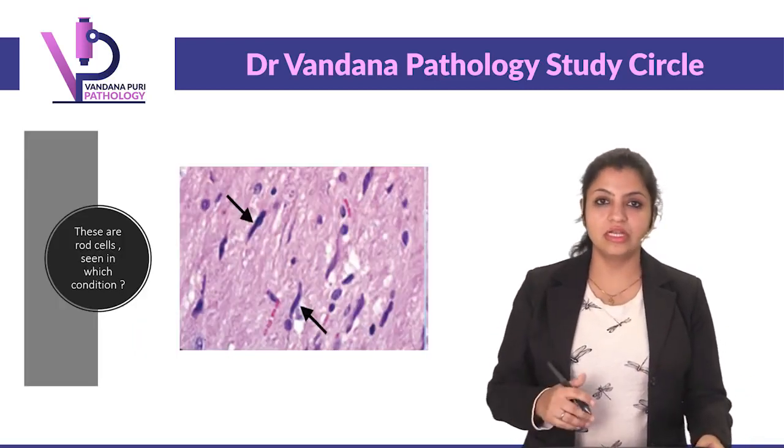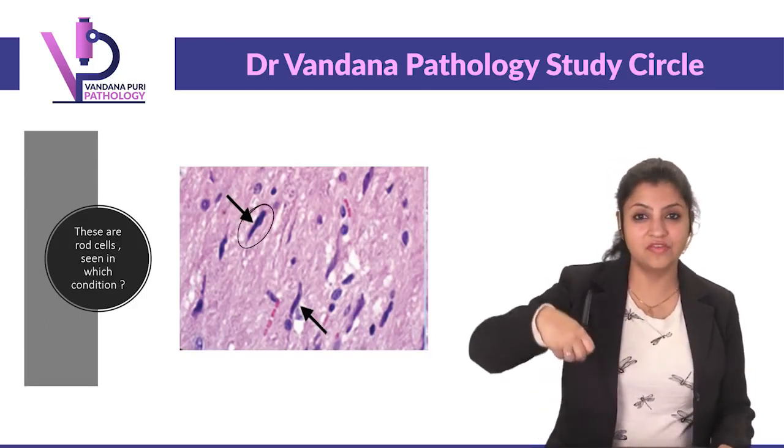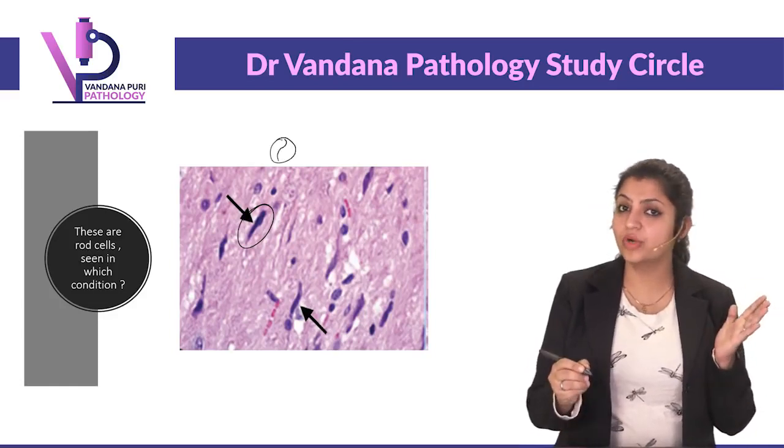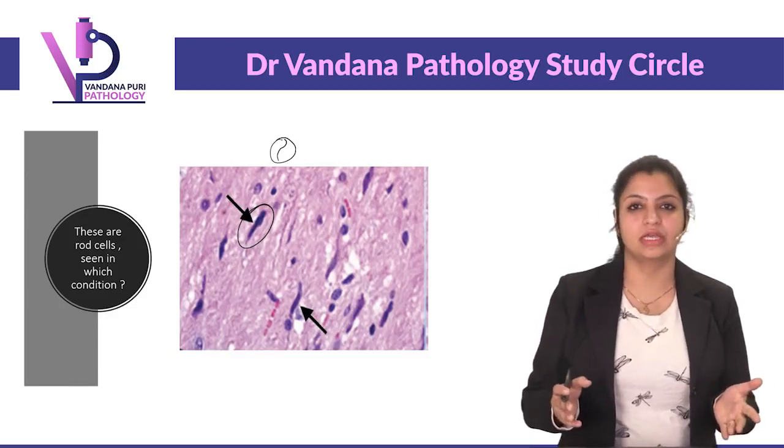Now, look at these cells. Can you guess what these are? They're very, very elongated. I told you which cells have a tendency to get elongated. What are these cells? These are rod cells. They are modified microglia cells.